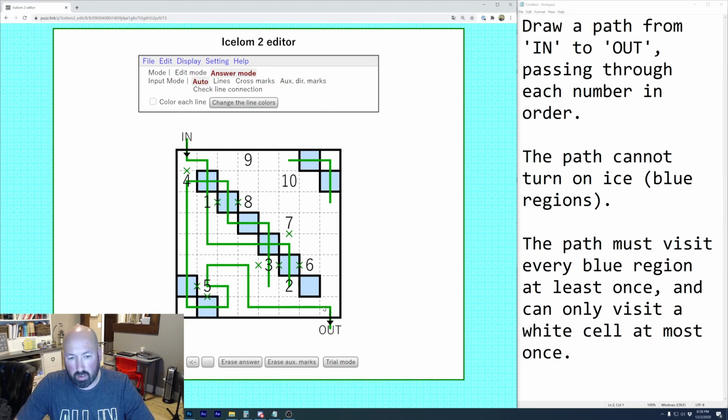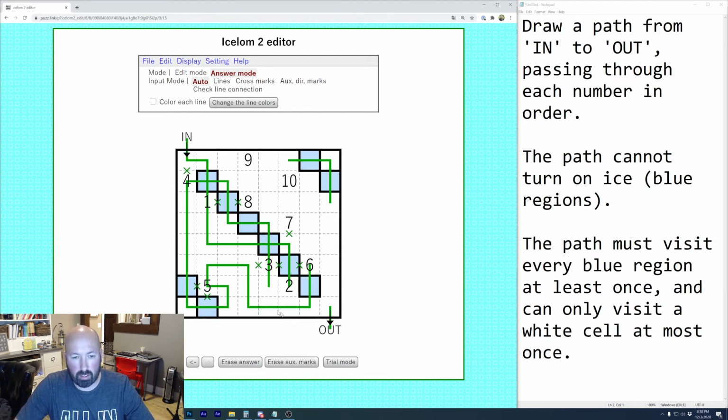Now, if it went straight again, it would exit out from the 5, but we have to go to the 6, 7, 8, 9, and 10 before we can go out. So it can't go that way. So it has to turn. Once we're on the ice, we can't turn, so it connects to the 6, which is what we wanted to do. Perfect. The 5 connects to the 6.